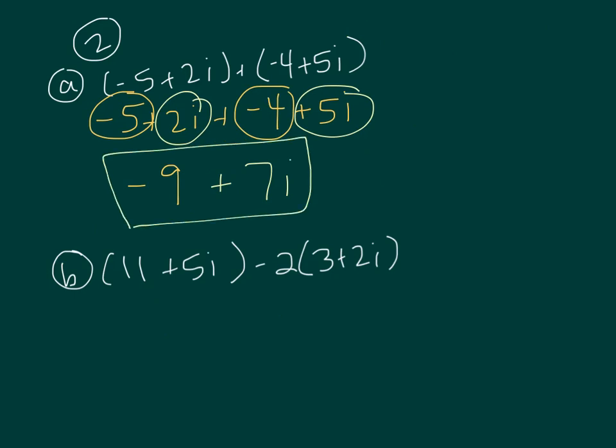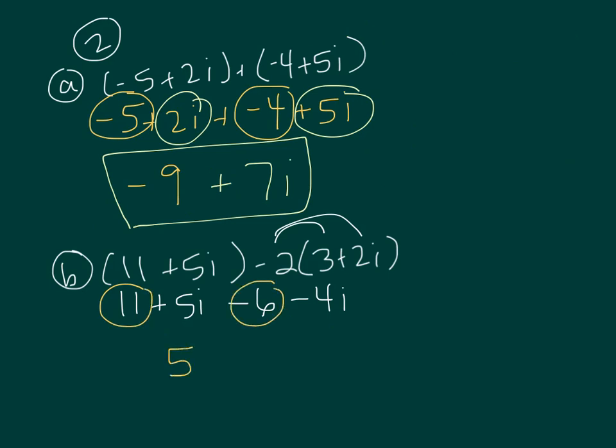For part B, we actually do need to distribute this negative 2. So I'm just going to rewrite it without the parentheses. So this would be negative 6 minus 4i. I'm going to combine my real numbers. 11 and negative 6 gives me 5. And then I'll combine my imaginary components. So 5i minus 4i is 1i. And that is my answer. So those were each worth 1 point. And I tried to give partial credit on those where I could.